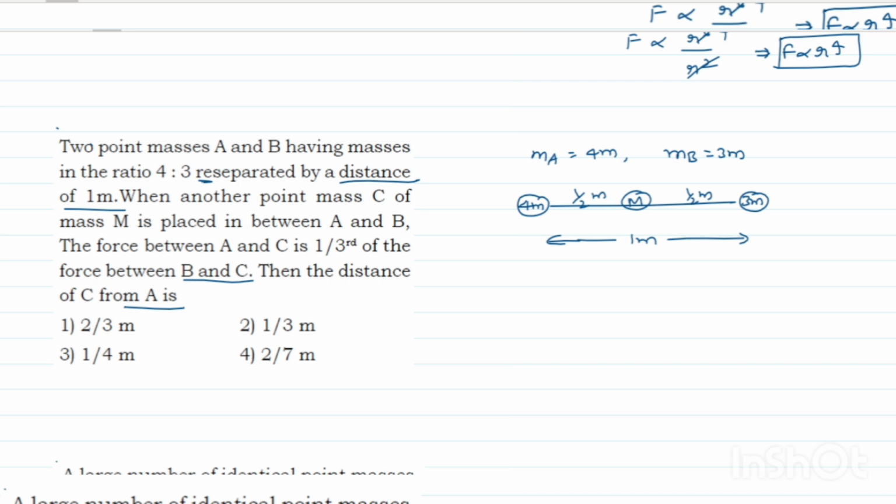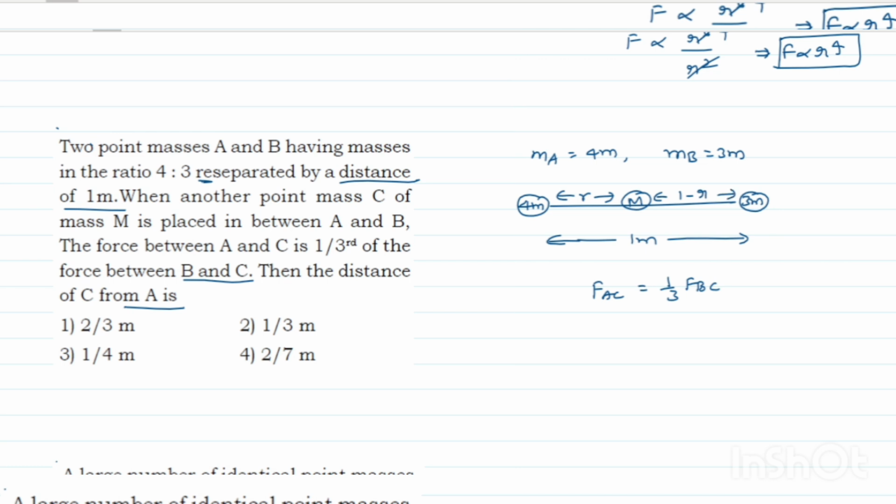The force between A and C is 1/3 of the force between B and C. Then they are asking the distance of C from A. So it is not at 1 meter, students. Here you can write that C is placed at R meter distance, and obviously the remaining distance will be 1 minus R. So this is the condition given.